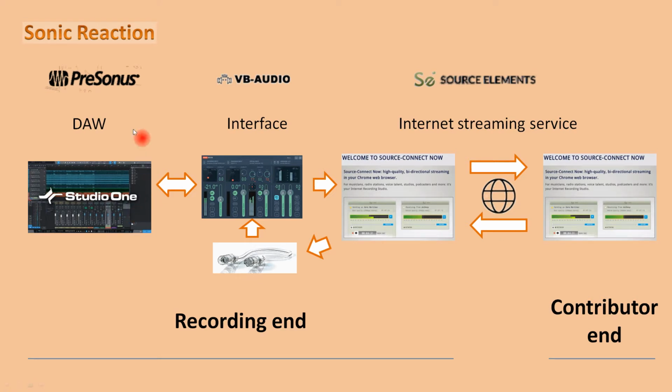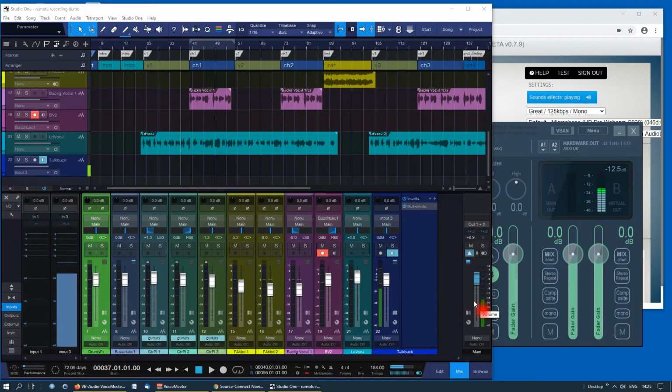The DAW we're using is Studio One from PreSonus. We use two products from VB Audio for the interface, Voicemeeter and Hi-Fi Audio Cable. And the internet streaming service is from Source Elements. It's called Source Connect Now, as you can see. There are links for the products I'm using in the description.